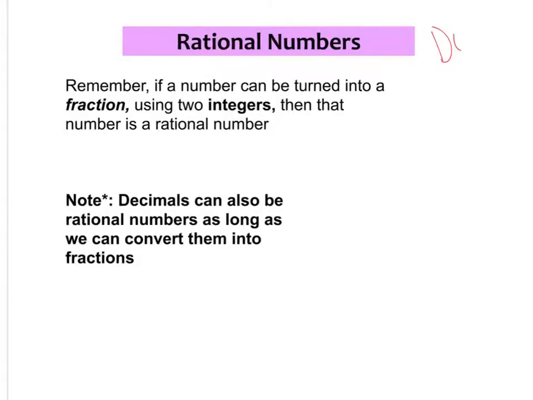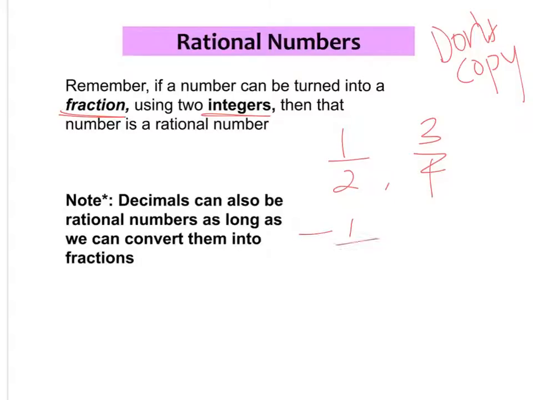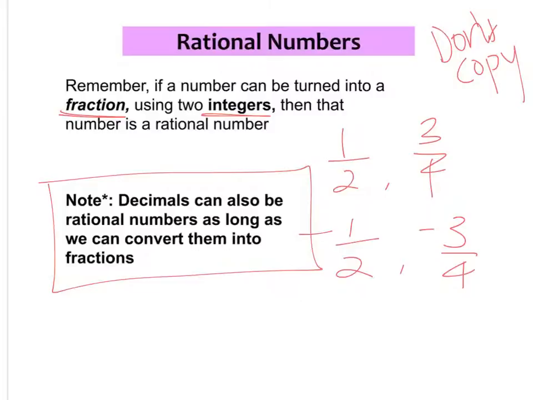So you don't need to copy this down in your journal, but just listen as I explain. Any number that can be turned into a fraction using two integers is considered rational. So I used the example of 1/2 and 3/4, but -1/2 and -3/4 are also rational numbers, because at the end of the day, even though they're negative, they still can be written as a fraction. So this is what I mentioned before. Decimals can also be rational numbers as long as we can convert them into fractions.